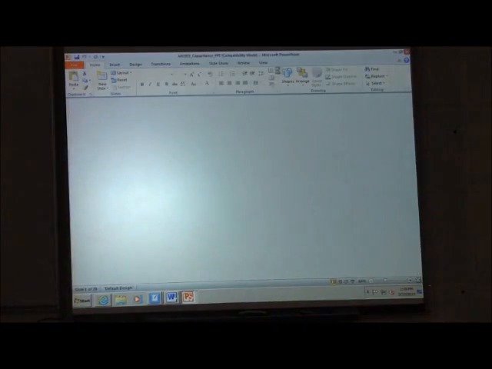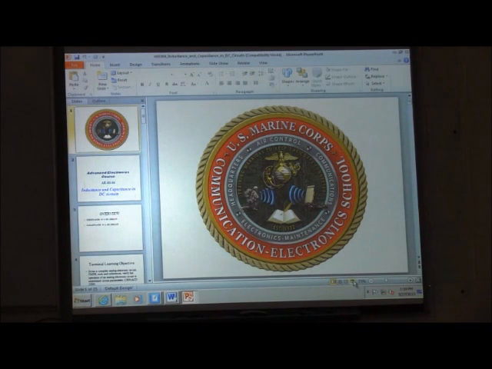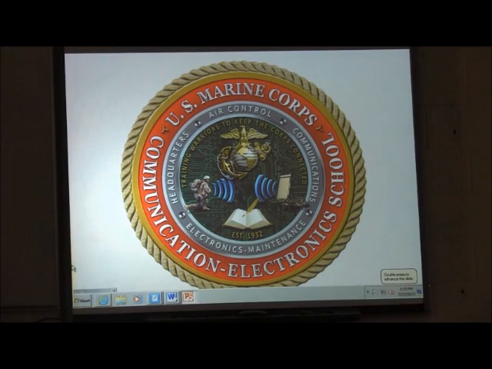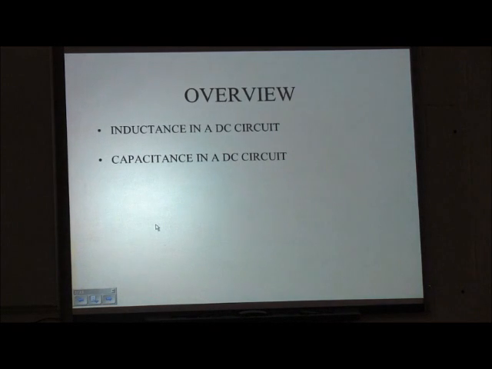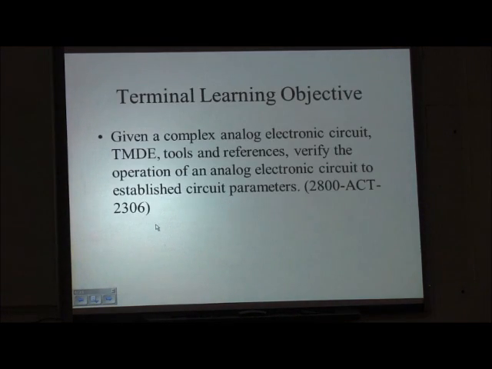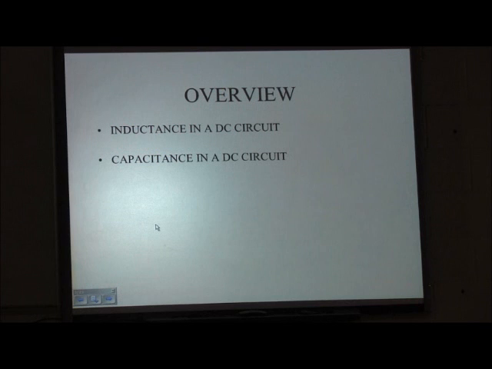Alright, here's everybody's favorite: time constants. Feel like tomorrow. Okay, inductance and capacitance in a DC circuit.